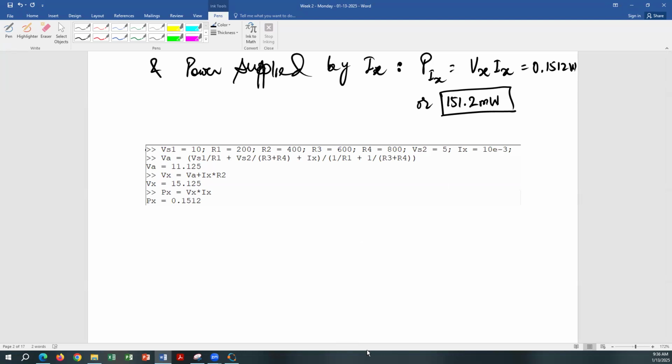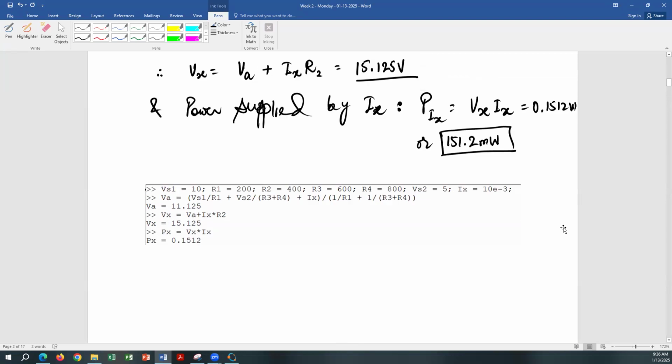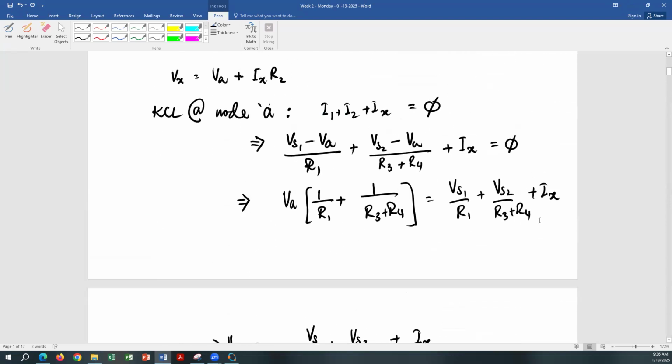The denominator of the 1 over R1 came from the equation that you have, look at the equation, right? So your equation is this right here. This is your equation for nodal analysis. So you have Vs over R1 minus Va over R1 plus Vs2 over R3 plus R4 minus Va over R3 R4 plus Ix. It's just a simplification of that equation. That's about it.